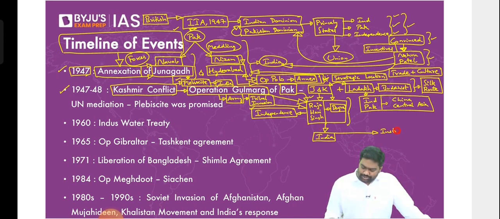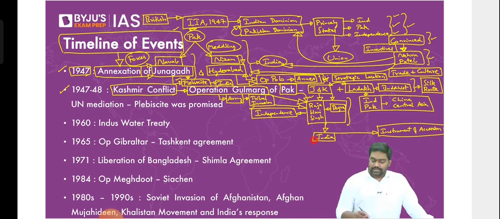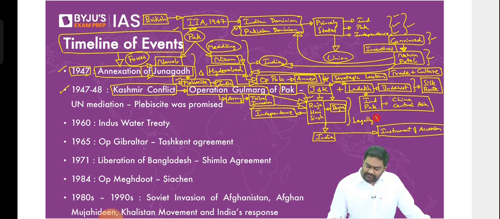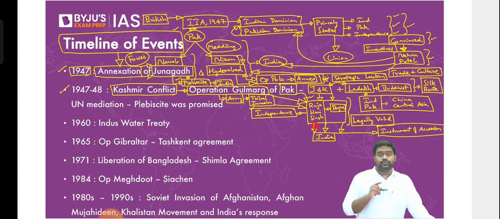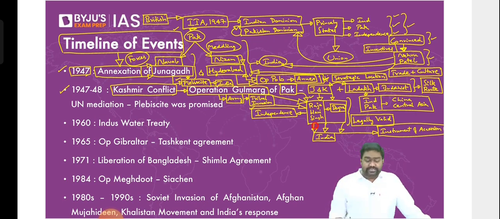So this forced Raja Hari Singh to sign the Instrument of Accession, thus formally merging J&K with the Union of India. Now this is legally valid. This is a legally valid merger of a princely state which had opted for independence into the Indian Union. Because the then legitimate ruler, Raja Hari Singh, was still the ruler. All right? Raja Hari Singh was still the legitimate authority.